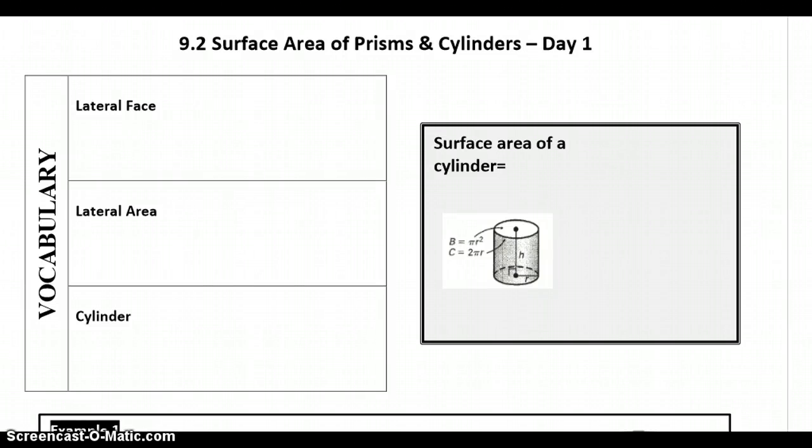Alright, so this is section 9.2, the surface area of prisms and cylinders, day 1. For today, we're just going to talk about the surface area of cylinders. So first we need to define some vocabulary.